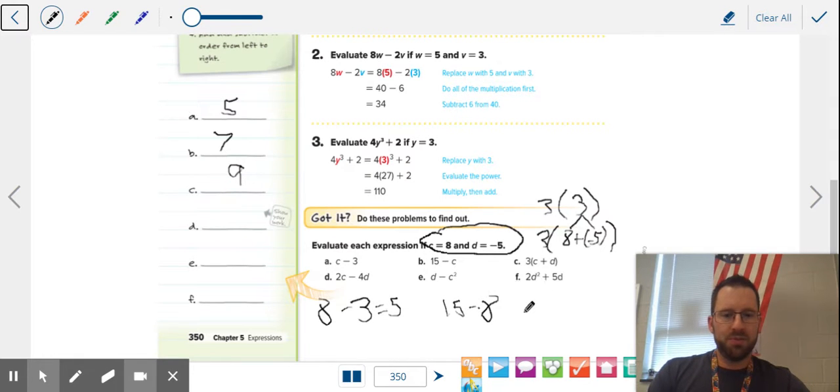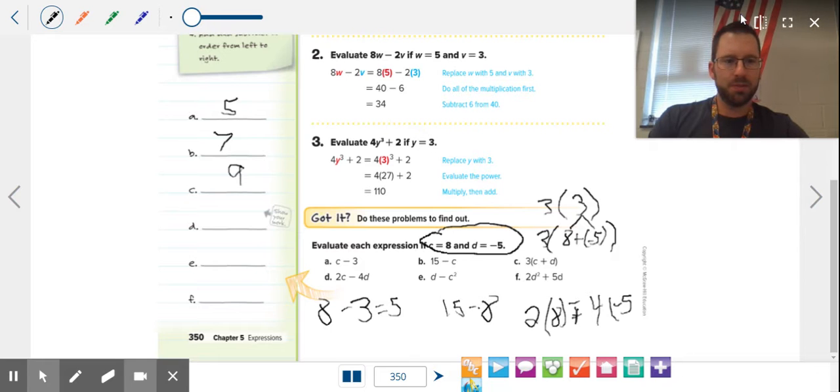All right, over here we have 2c, so it's 2 times 8, minus 4 times d. Okay, order of operations says I have to multiply before I subtract. So 2 times 8 is 16. Minus 4 times negative 5 is negative 20. Remember your rules. When you take away a negative, you're really adding. This says 16 plus 20, which is 36.